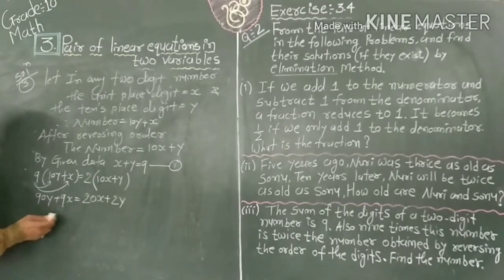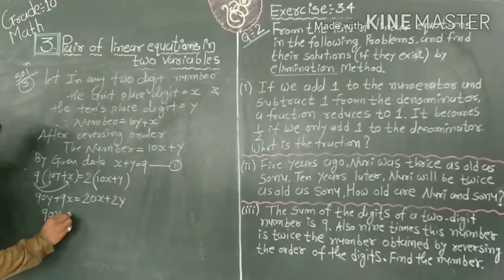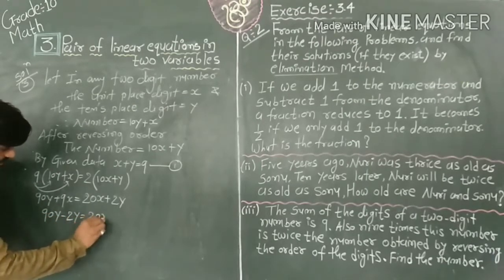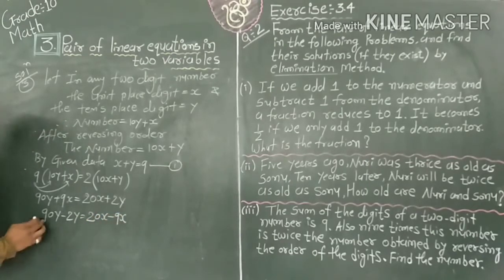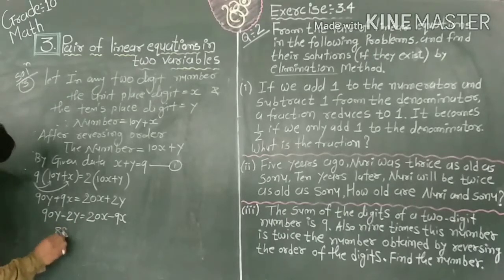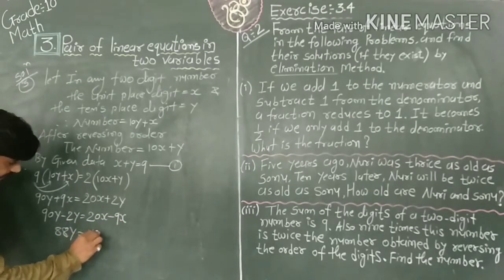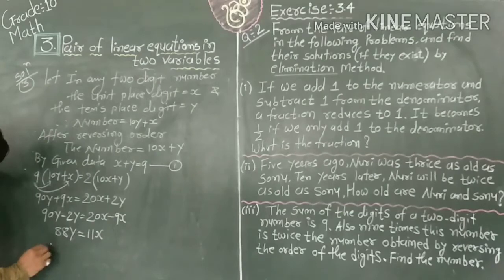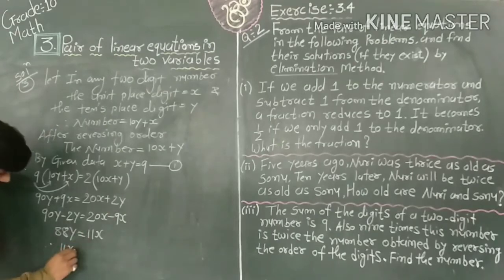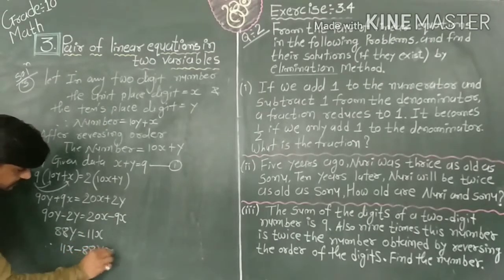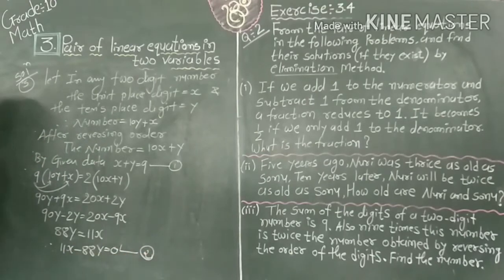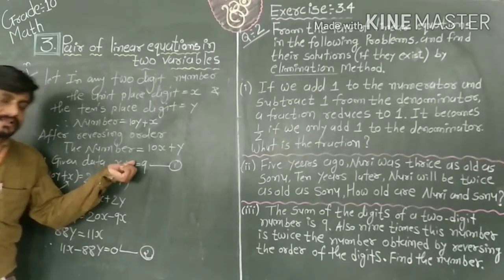Okay. Now we transfer y to the left side. We have 90y minus 2y is equal to 20x minus 9x. What happened here? 90y minus 2y, that means 88y is equal to 20x minus 9x, that means 11x. Or you can say 11x minus 88y is equal to 0. This is equation number 2.